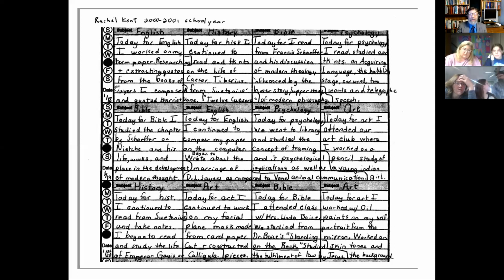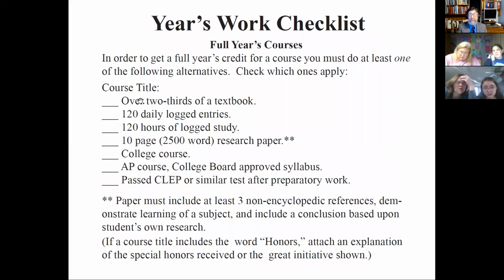That's all she has to do with this kind of log. She can document her hours if she wants. She gets up to 120 hours, she's done. She can document her days, 120 days. Remember, there's 180 in the school year. So 2/3 of the days, logged entries. So that's one way of doing things. Logged entries. It's the simplest way. But it sure takes organization because you have to get to it. So you have to actually do it every year.